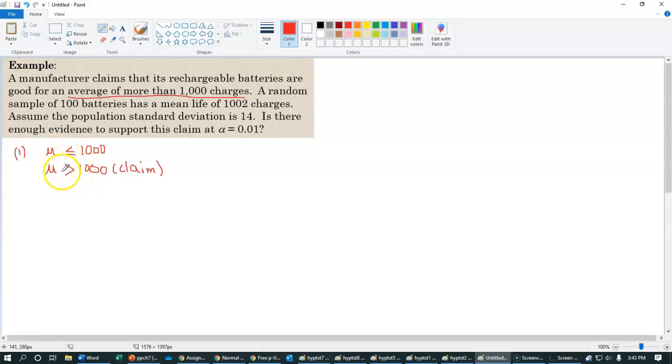Now that I have my two claims, counterclaim and original claim, I need to label them as H0 or H1 or HA. Any claim that contains the equal will be labeled as H0. That's what I'm doing right now. So the top one, because it has the equal, will be labeled H0. The bottom one doesn't have the equal. We label that as H1 or HA. And there's my first step.